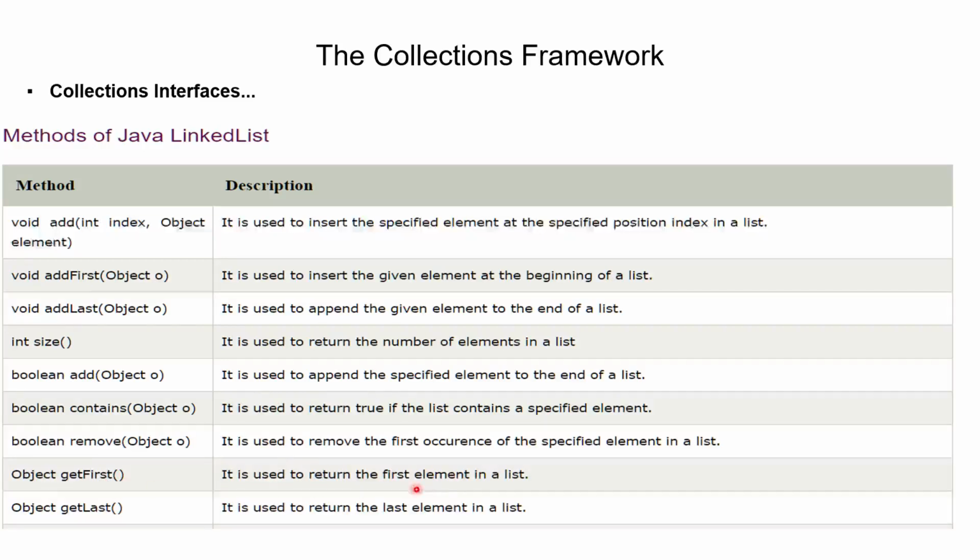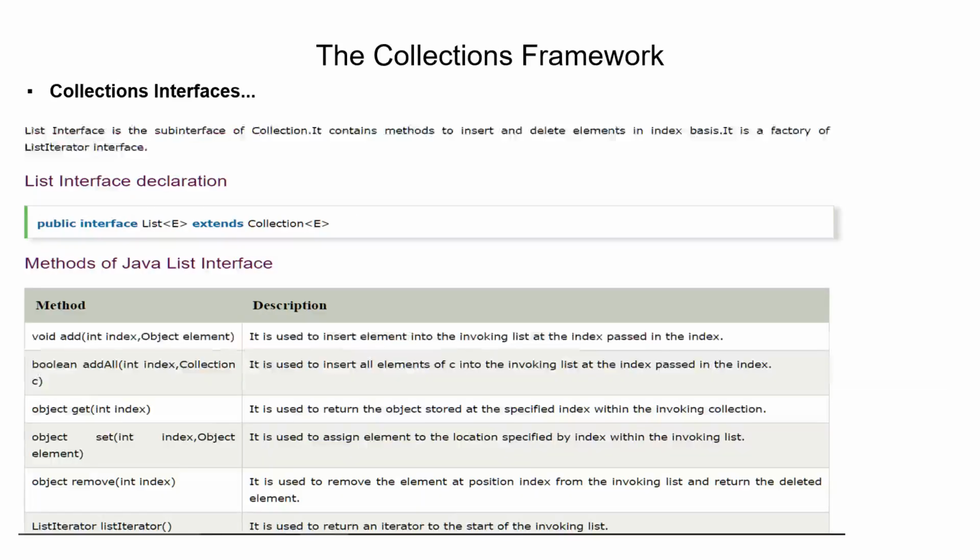Then we have getFirst, and that's used to return the first element in the list, and that obviously returns an object. getLast also returns an object, and it is used to return the last element in the list. These are the methods in the Java list interface.